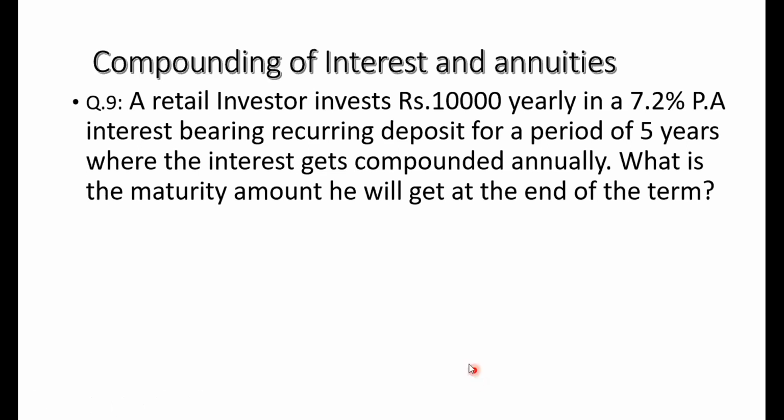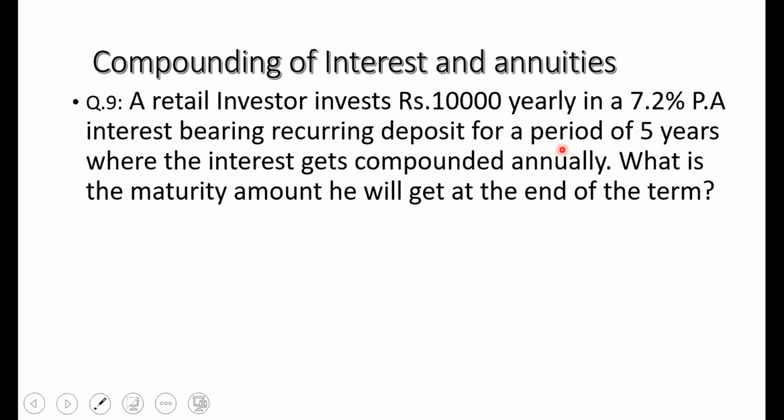You see the next question. Now RD also will give a formula. A retail investor invests 10,000 yearly in a 7.2% per annum interest bearing recurring deposit. This is a recurring deposit, every year, not monthly. Every year 10,000, 10,000, 10,000. For how many years? 5 years it is depositing. And the interest gets compounded annually.